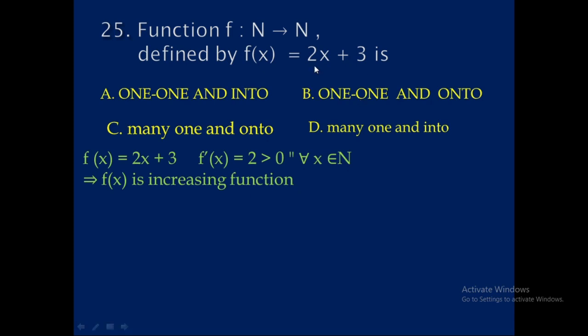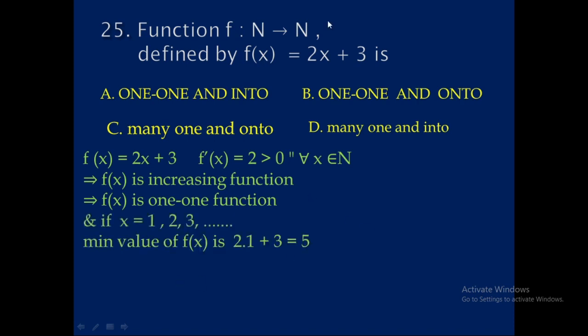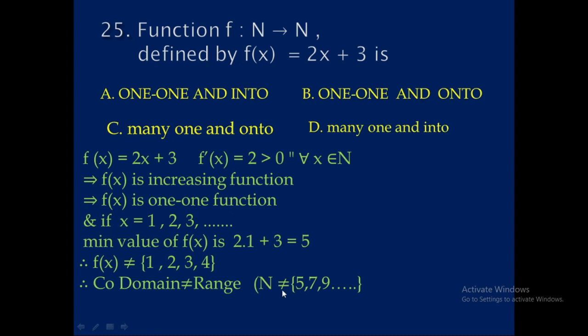It is clear? Next, verify onto. Onto means the codomain is exactly equal to the range. Here the codomain is the set of natural numbers, and the domain is also the set of natural numbers. Now the range of the function: f(1), the first image, is 5. f(2) is 7. f(3) is 9. It means the range of this function is the set of odd natural numbers greater than or equal to 5: 5, 7, 9 and so on. This is not the set of natural numbers.